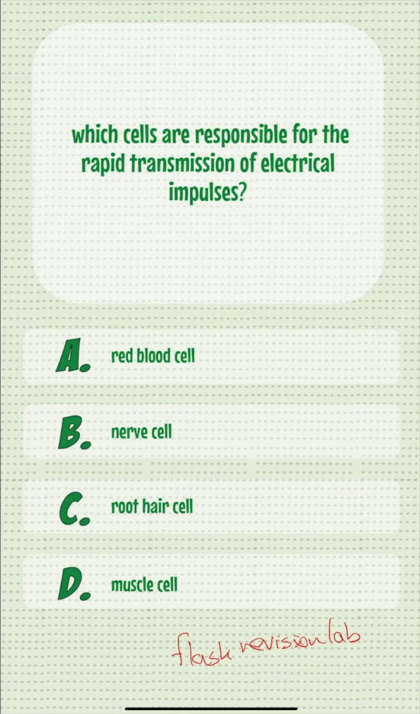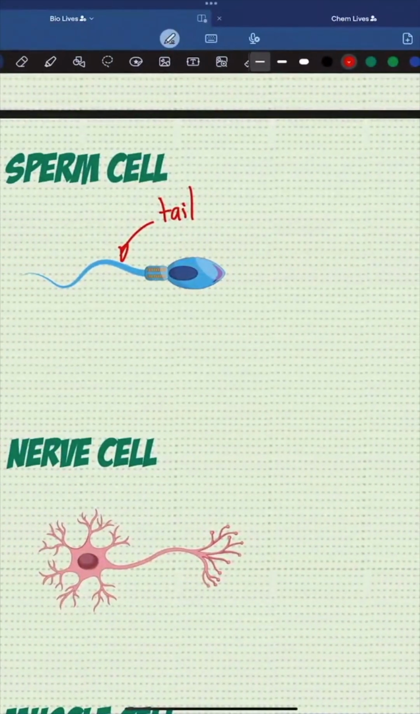So which one's the answer? Let me know. B, nerve cells. Yes, that is the purpose of nerve cells, is to do that.